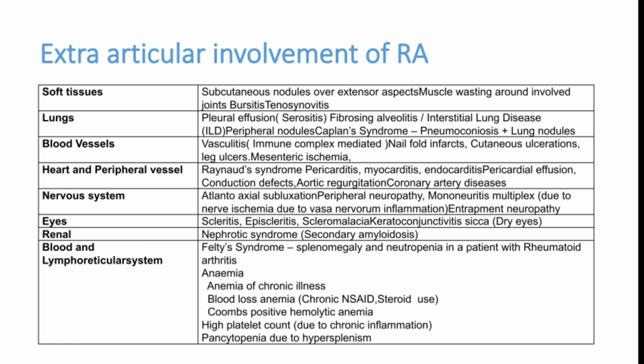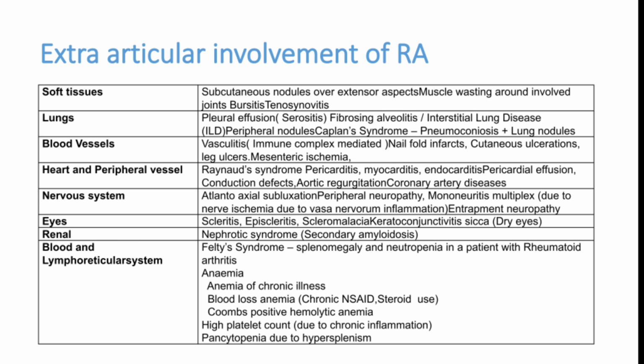Other areas of the spine are not that involved. Peripheral neuropathy, mononeuritis multiplex, entrapment neuropathy like carpal tunnel syndrome. Eyes: scleritis, episcleritis, scleromalacia, keratoconjunctivitis sicca, that is dry eyes. Renal: nephrotic syndrome is very common if the patient is not receiving any treatment.